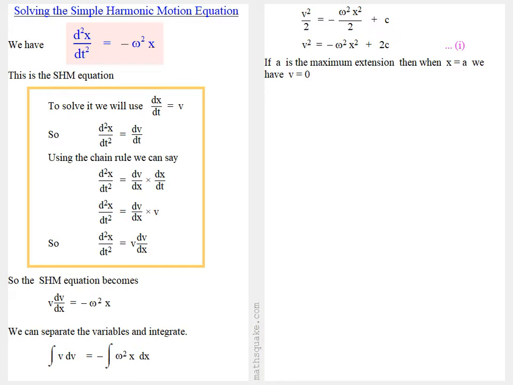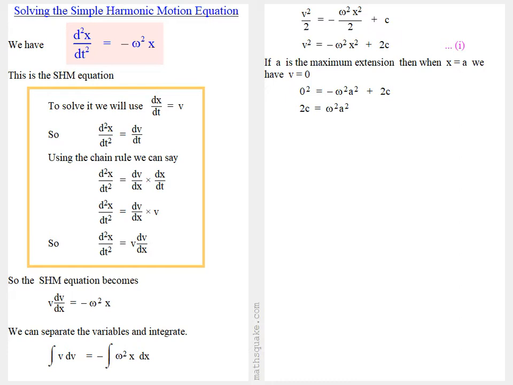And if a is the maximum extension, then when x is equal to a, we have v is equal to 0. So 0 squared equals minus omega squared a squared plus 2c. In other words, 2c is equal to omega squared a squared.